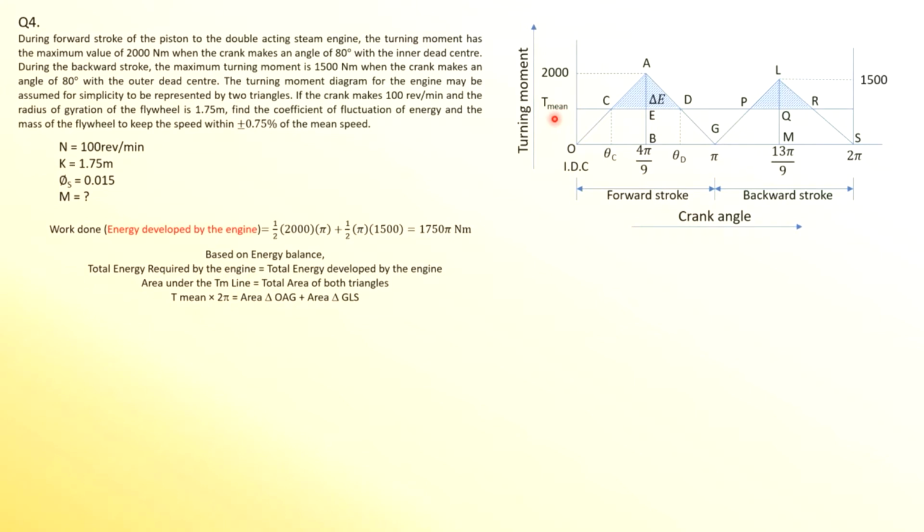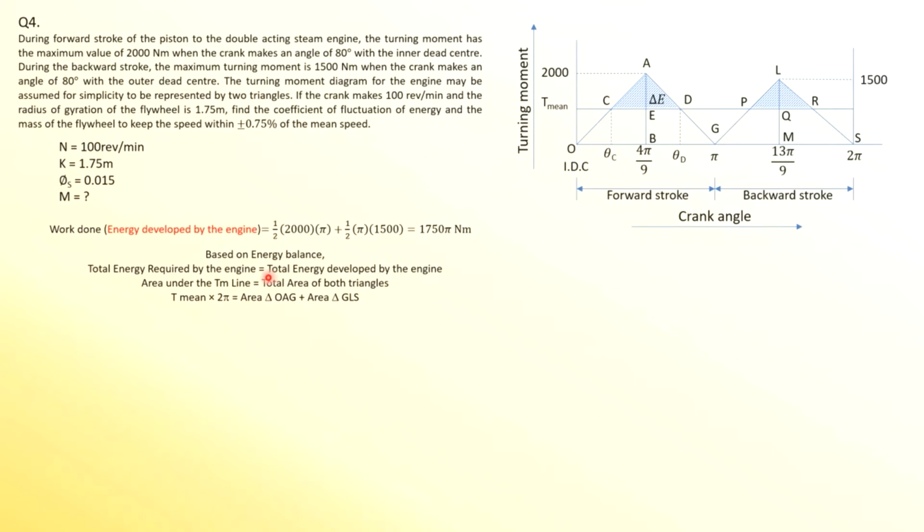Initially, we don't know this value. So what we do is draw a horizontal line across, assuming that the mean resisting torque line is constant, so it's a horizontal line across both the triangles. If we find the area below the T-mean line, that gives us the energy required by the engine. That is what I have stated here, which is equivalent to the area under the T-mean line.